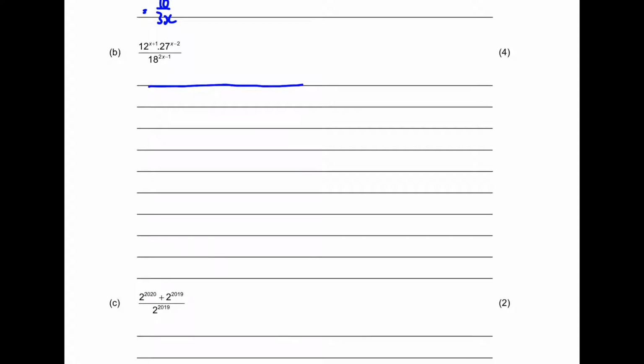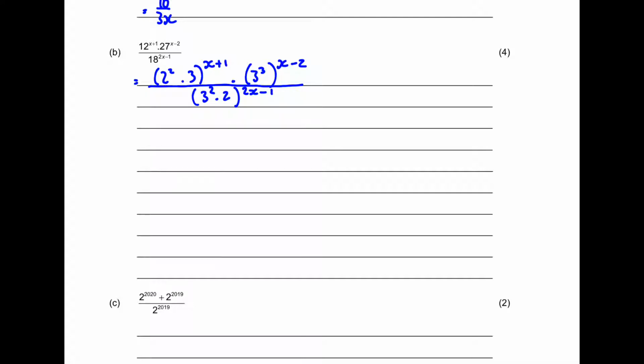All right, so let's start with the 12. The 12 reduces, remember, to prime numbers. And the reason to prime numbers is because then we can make sure that we've put all the like values together. All right, so it'll become 2 squared times 3. That's 4 times 3, which is 12, to the x plus 1, times 27, which is 3 cubed, to the power of x minus 2. And then 18 reduces to 3 squared times 2 to the 2x minus 1.